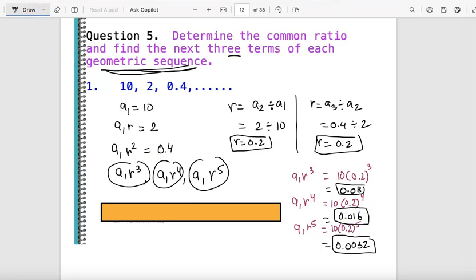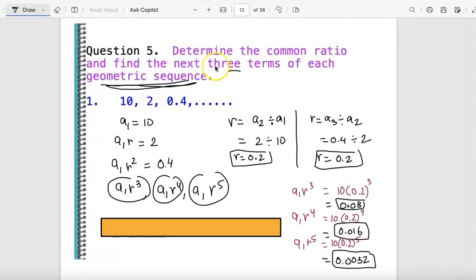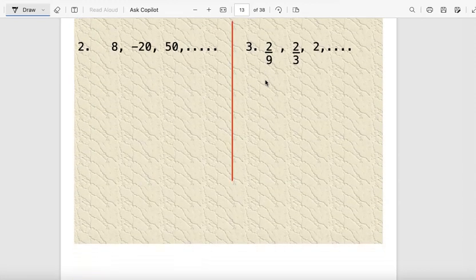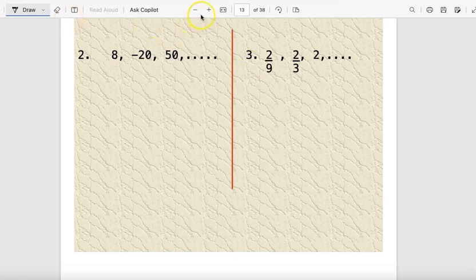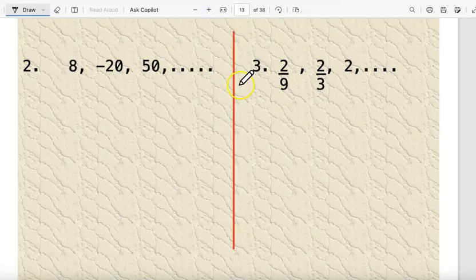Go ahead and copy the question as well as the solution in its entirety. Alright, so now our next question is the same thing. What we have to do is determine the common ratio and the next three terms of each geometric sequence. Same question over here. I will do number 2 over here, and then number 3 you will do on your own. Again your calculator is your friend over here, your buddy, that will help you.